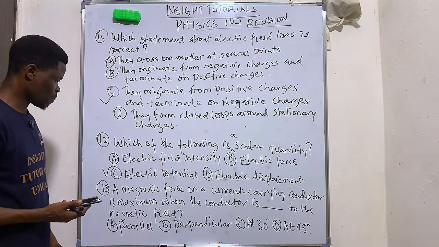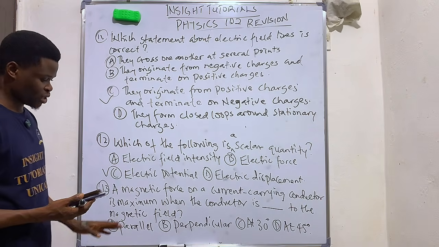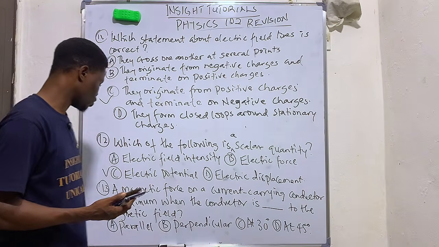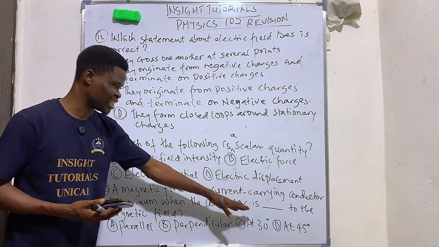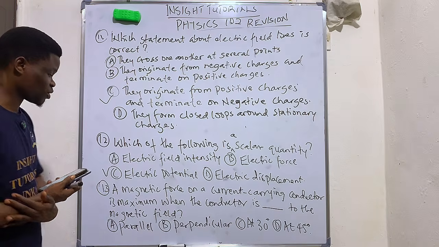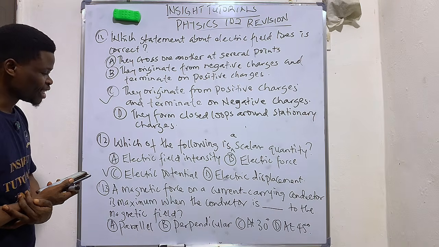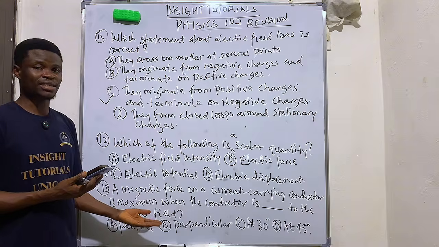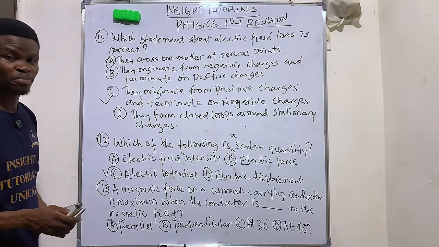Next question says, a magnetic force on a current carrying conductor is maximum when the conductor is dashed to the magnetic field. What option do you think is correct? The correct answer to this question is option B.